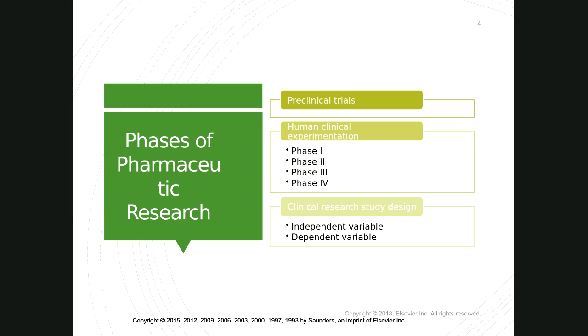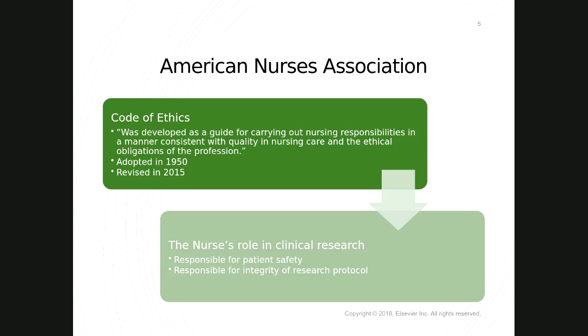As we talked here, I'll just go over this slide. We've already gone over the phases of the pharmaceutical research. Here we have the American Nurses Association and the Code of Ethics. We have to know that the American Nurses Association Code of Ethics is a guide for carrying out nursing responsibilities in a manner consistent with the quality of nursing care and the ethical obligations of the profession.